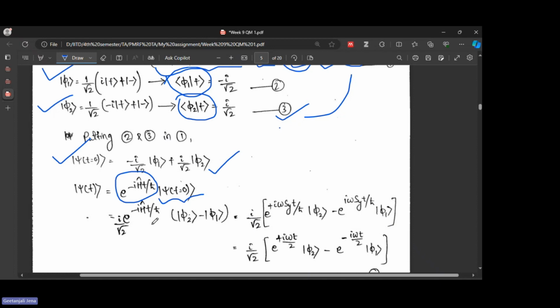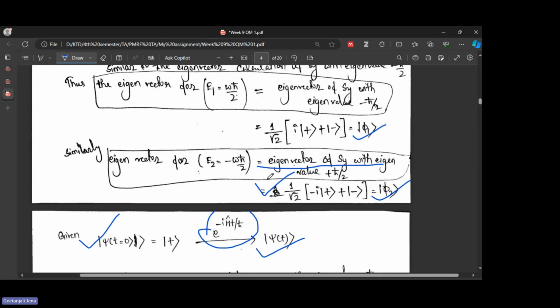Now you have to operate this time evolution operator on the individual states phi 2 and phi 1. Phi 2 and phi 1 are the eigenkets of the Hamiltonian. So if this time evolution operator acts on phi 2, it will give e to the power minus i times the eigenvalue, times the eigenvector phi 2.